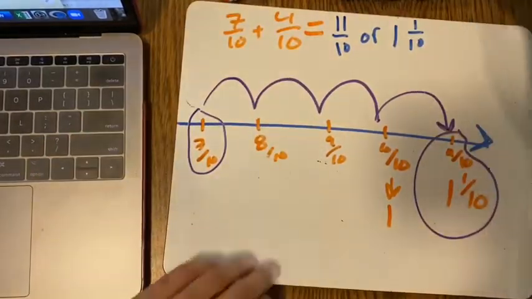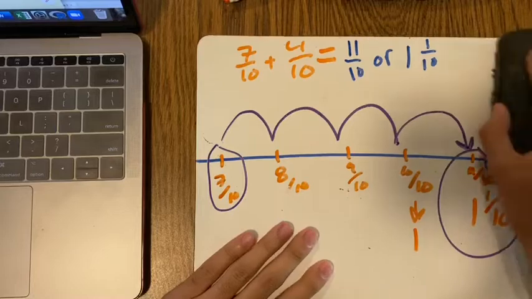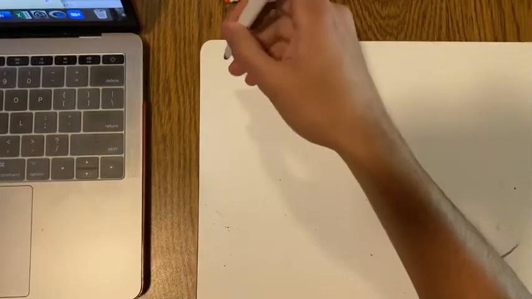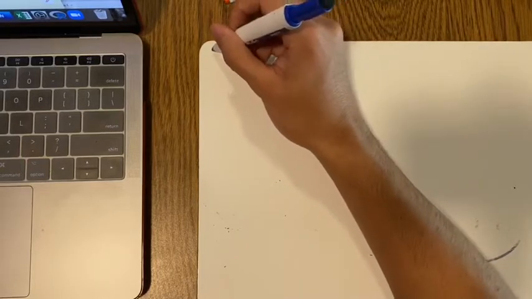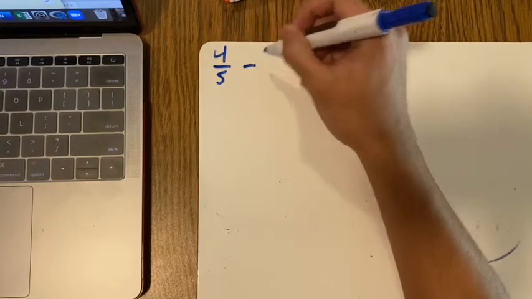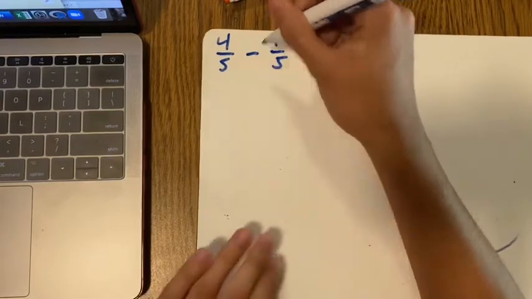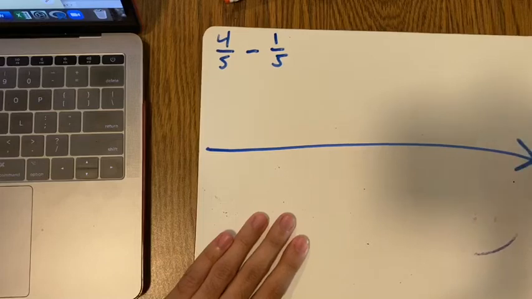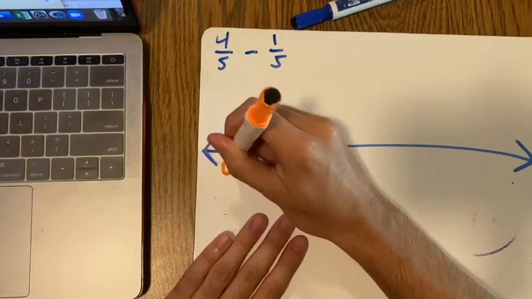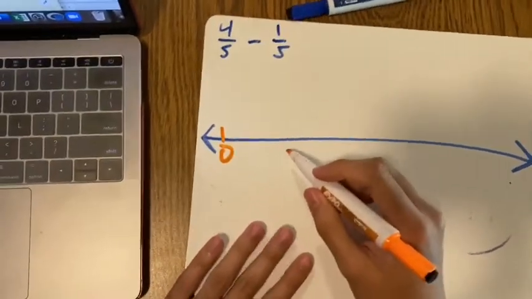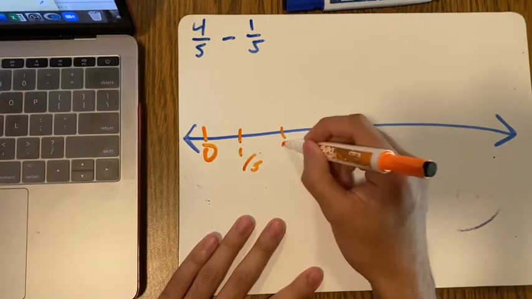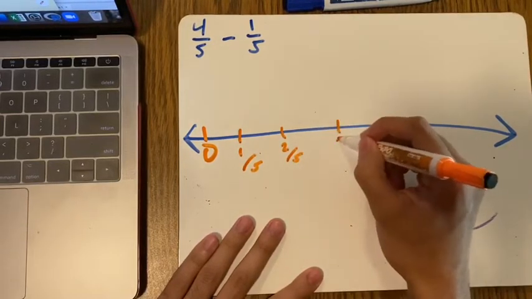Now, let us do one more. And let's just do 4. Let's say that I have 4 over 5. And this time let's subtract. And again, notice how we're going to start off with 0. And then what are we going to count by? Every tick mark is going to be 1/5, 2/5. Again, we are counting by fifths, okay?